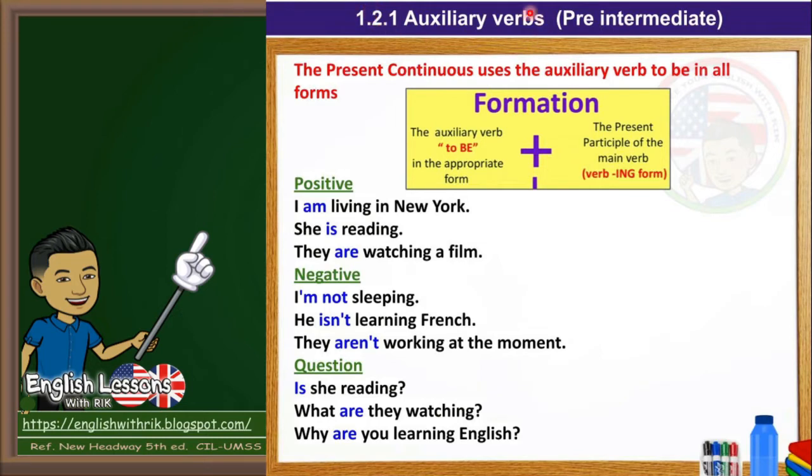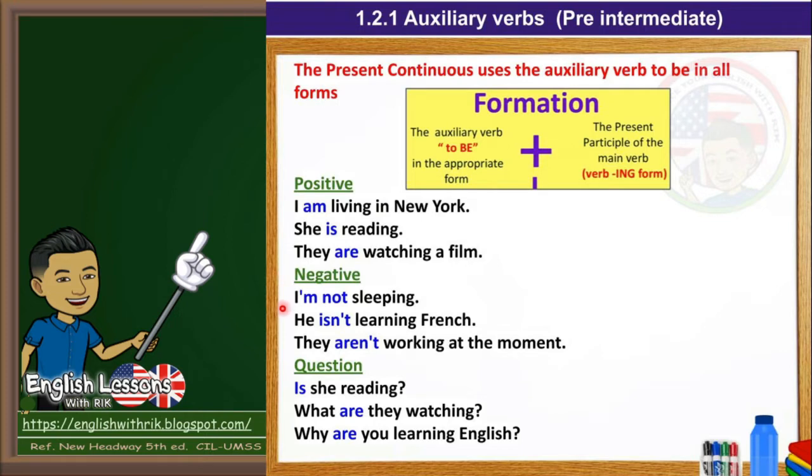Auxiliary verbs. The present continuous uses the auxiliary verb to be in all forms. Positive. I am living in New York. She is reading. They are watching a film.